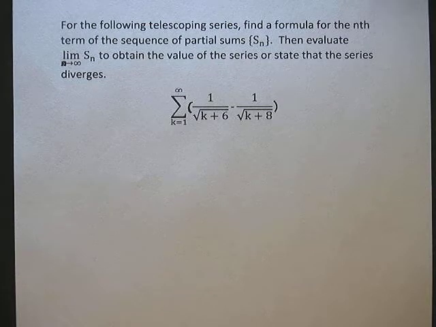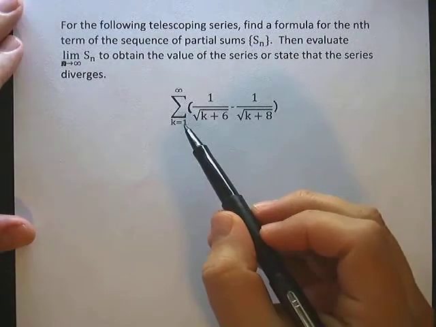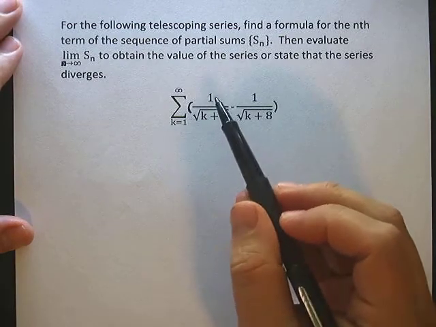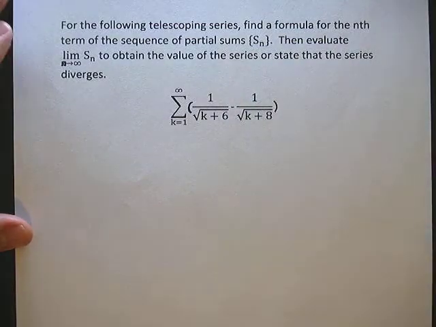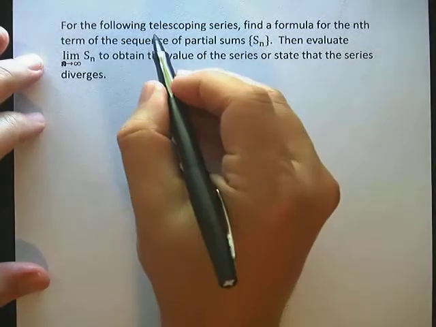For the following telescoping series, find a formula for the nth term of the sequence of partial sums S sub n. Then evaluate the limit as n approaches infinity of S sub n to obtain the value of the series or state that the series diverges. We're given this series that goes from k equals 1 to infinity, 1 over the square root of k plus 6 minus 1 over the square root of k plus 8. And we're told that this is telescoping.